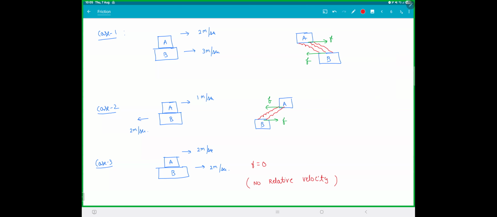Any doubts on case 1 to 3? All clear with these 3 cases? Siddesh, Priyansh, Claudia, clear with this? Tanishka, Yashvi?